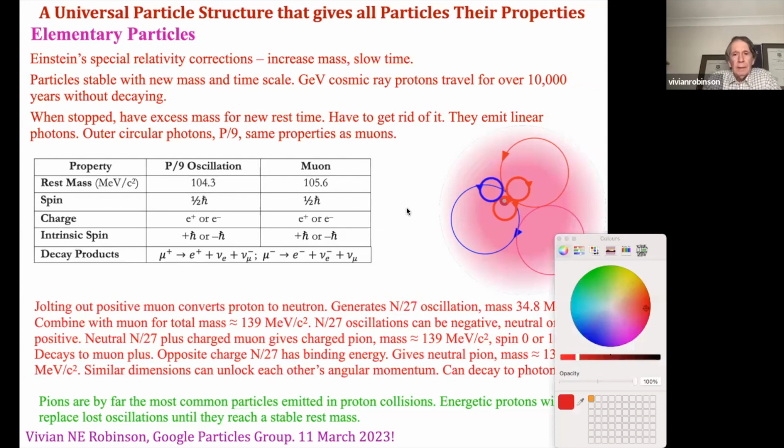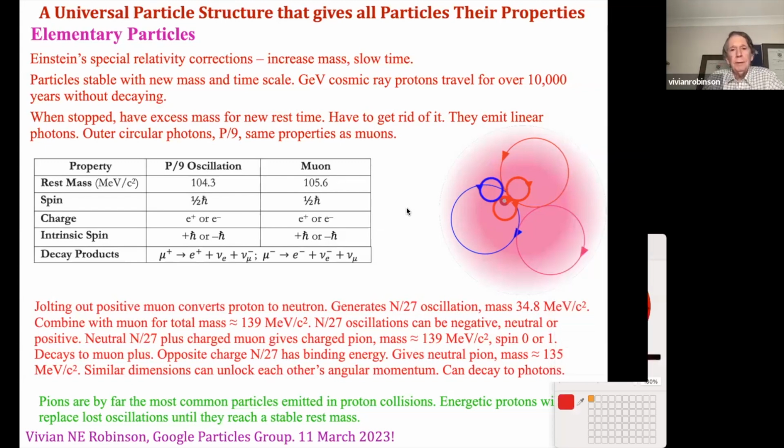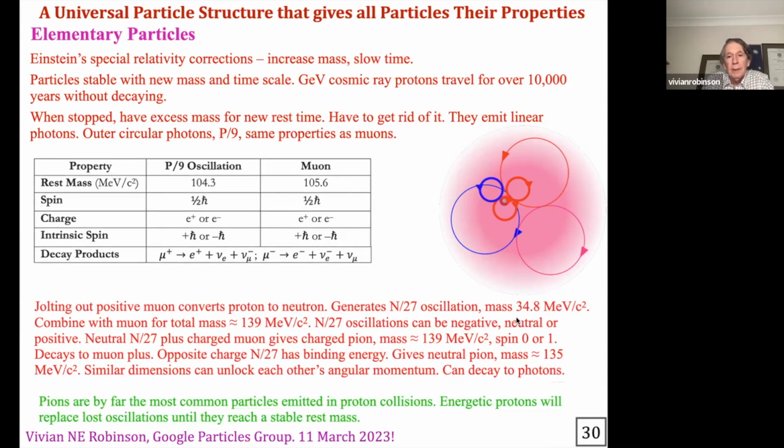But when you jolt a positive muon out of a proton, it converts it to a neutron. Now, as we know, when a proton decays to a neutron, it generates an N/27 oscillation, and that has a mass of about 34.8 MeV. So combining the 105.6 with 34.8, you get about 139 MeV per c squared.